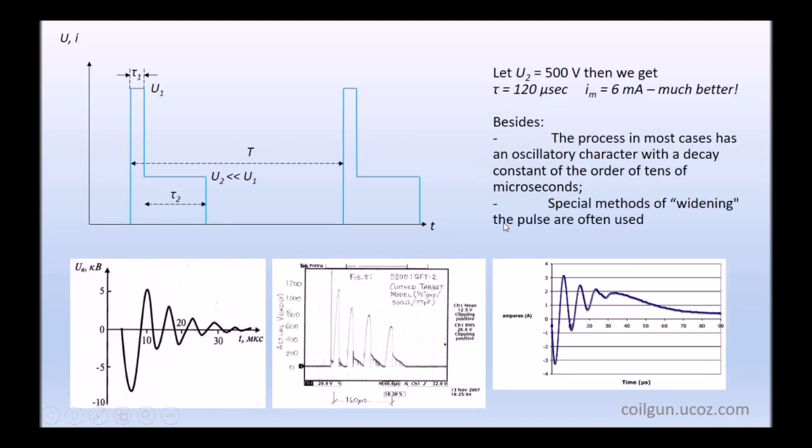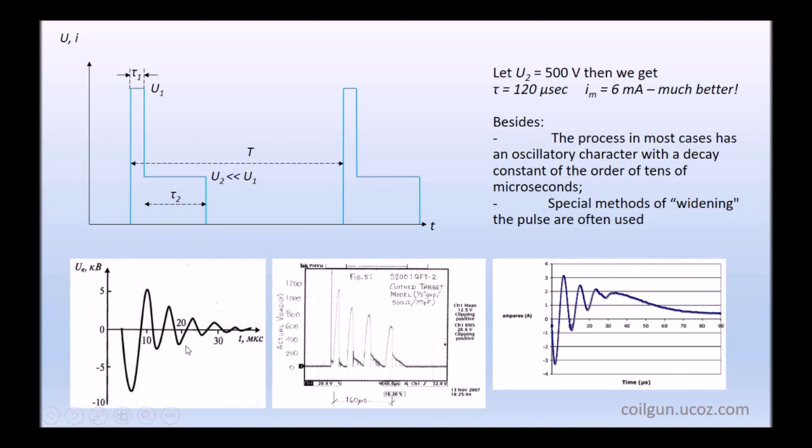Okay, let's now imagine another pulse which has such a flat part in it of much lower amplitude. For example, if we have this amplitude of the flat part U2 of 500 volts, then we get tau 2 of about 120 microseconds, much better, and mean current of 6 milliamperes. It's something already. Besides, the process in most cases has an oscillatory character with a decay constant of the order of tens of microseconds.